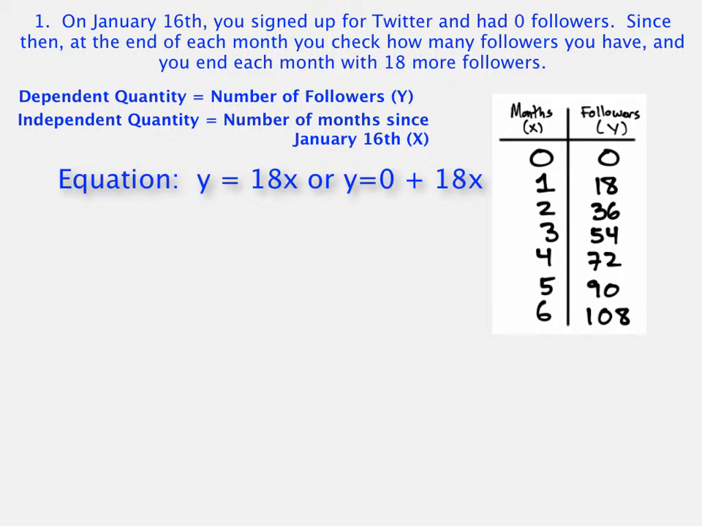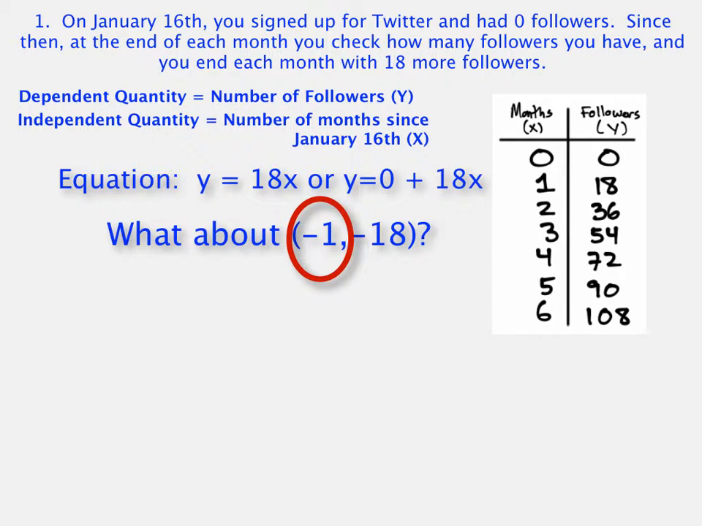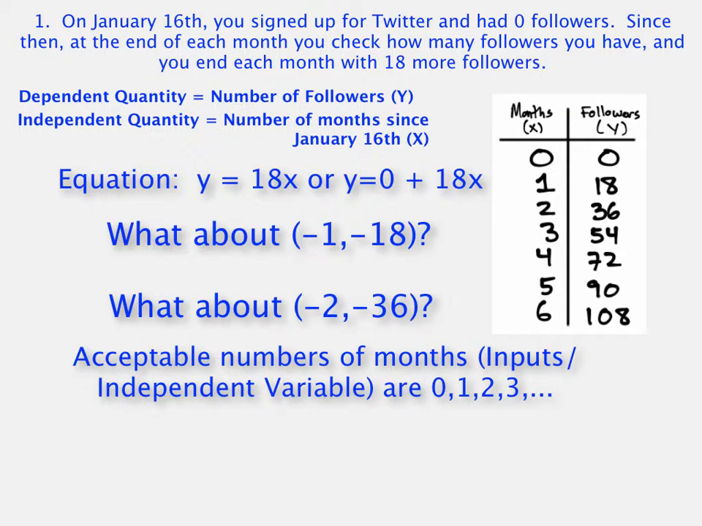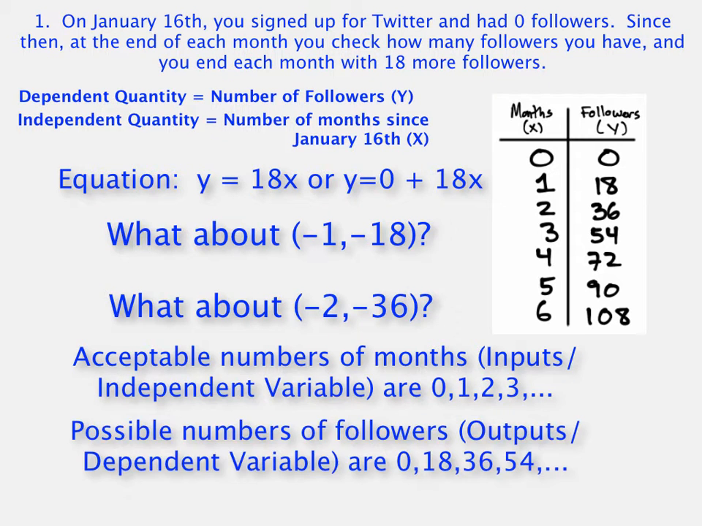For instance, the ordered pair -1, -18. That definitely works with our equation, but that would mean that 1 month before you signed up for Twitter, you had -18 followers? Or -2, -36. That ordered pair definitely works with the equation, but it obviously doesn't make sense to have a negative number of followers. To me, it seems that the only acceptable numbers of months you can have are 0, 1, 2, 3, 4, etc., etc., and the only possible numbers of Twitter followers you can have at the end of the month are multiples of 18 that aren't negative.